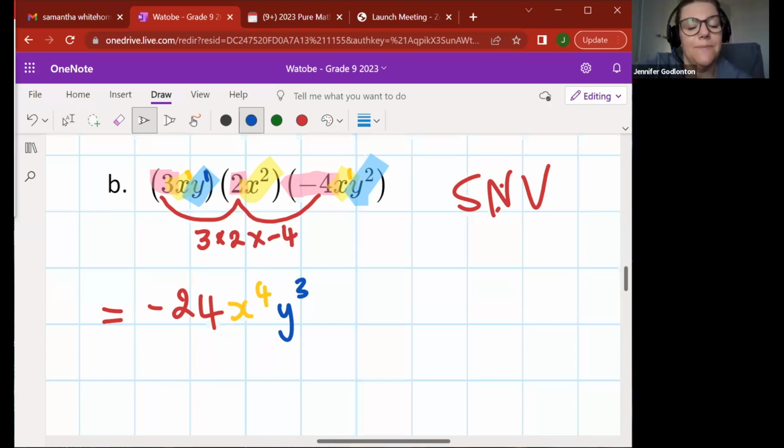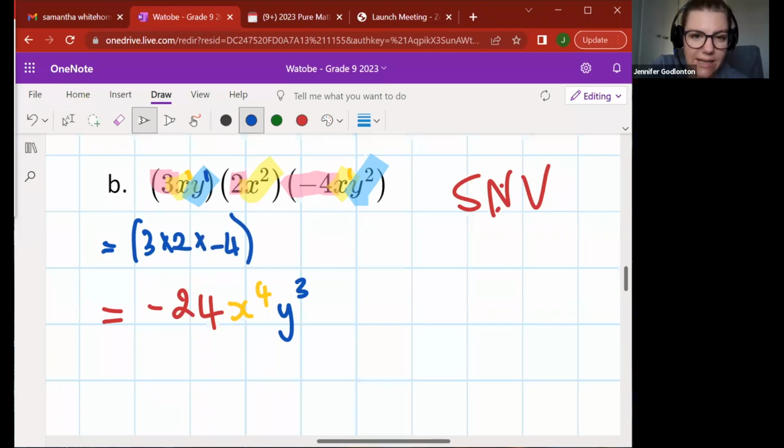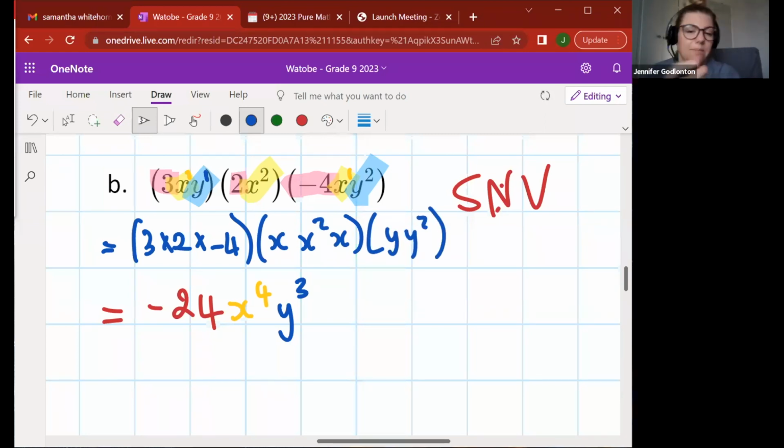Okay. I'm going to write it out a slightly different way so that you can see what's going on. So the first thing we did was we said 3 times 2 times -4. So those are my signs and my numbers. Okay. Then we looked at our x's. So we had x, x squared, and x. And then we looked at our y's where we had y and y squared. And basically we just simplified it from there.